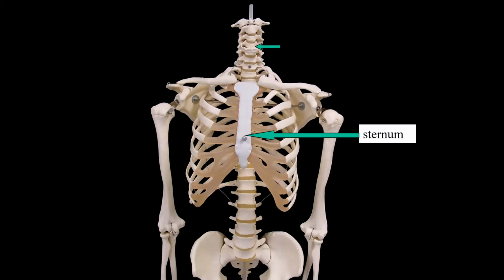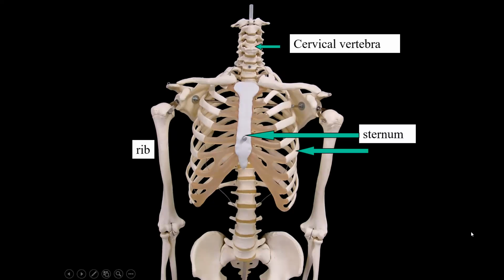We have the vertebrae. These are the cervical vertebrae. Below the cervical vertebrae, we have the thoracic vertebrae. And then below that, we have the lumbar vertebrae, and below those, we have the fused vertebrae, the coccyx, which is the tailbone, and the sacrum. Here are the ribs.